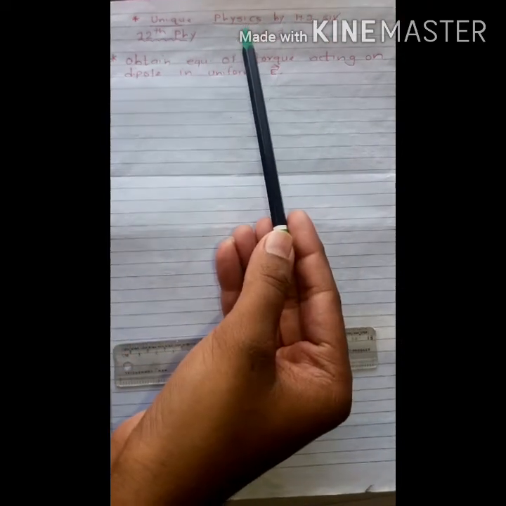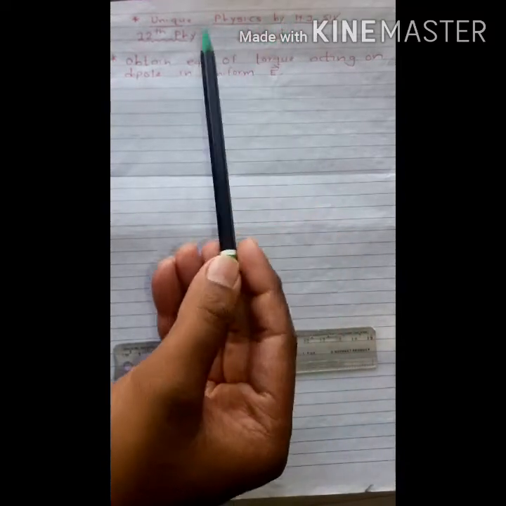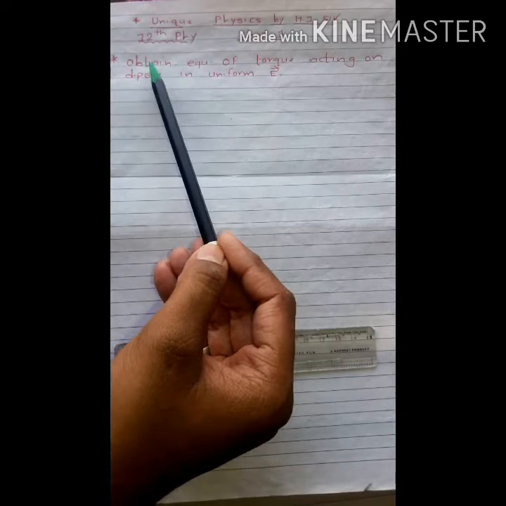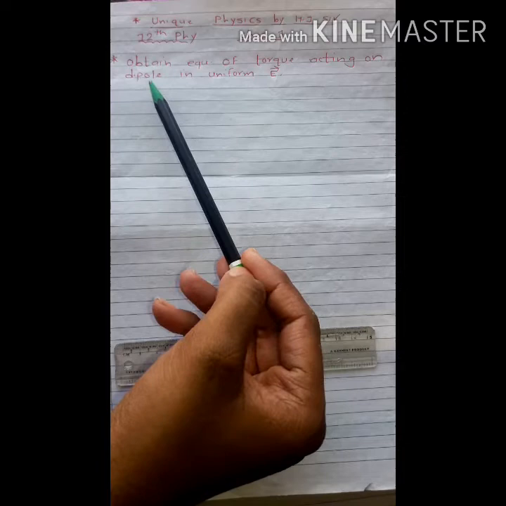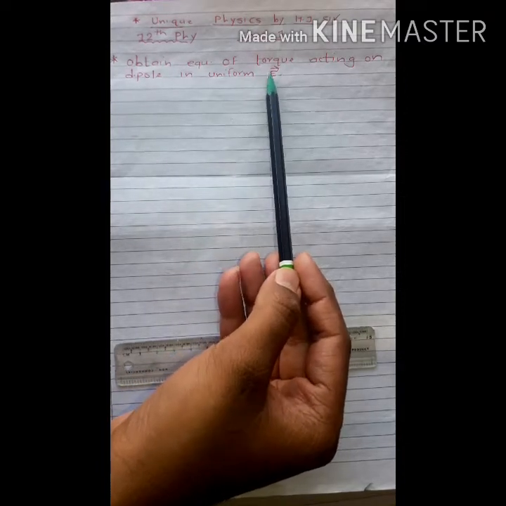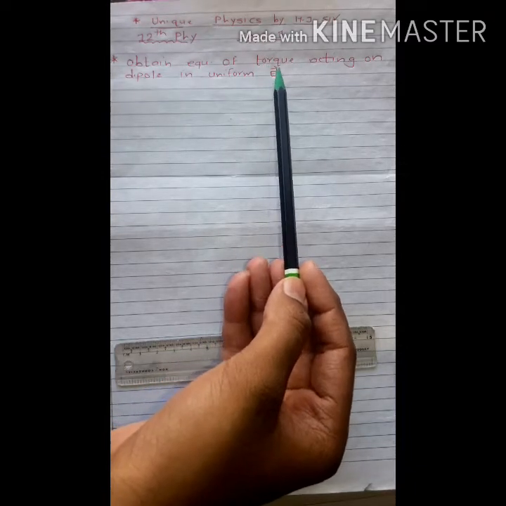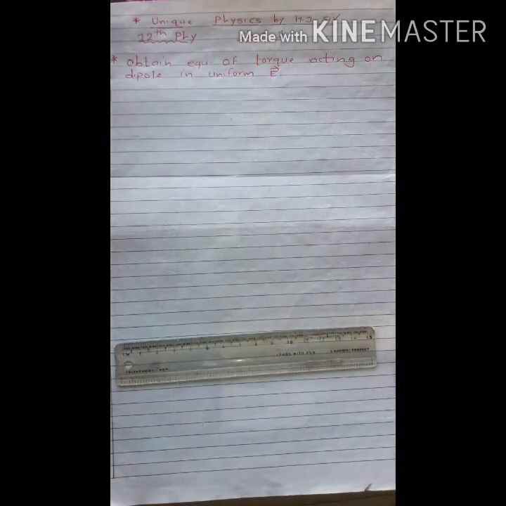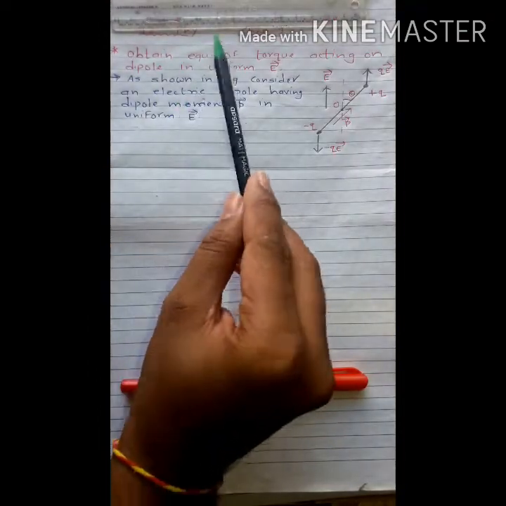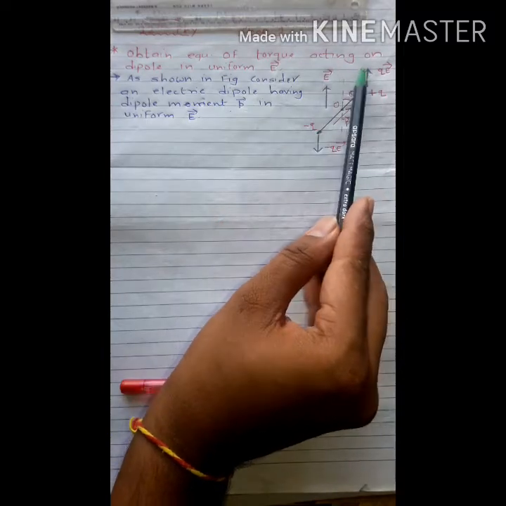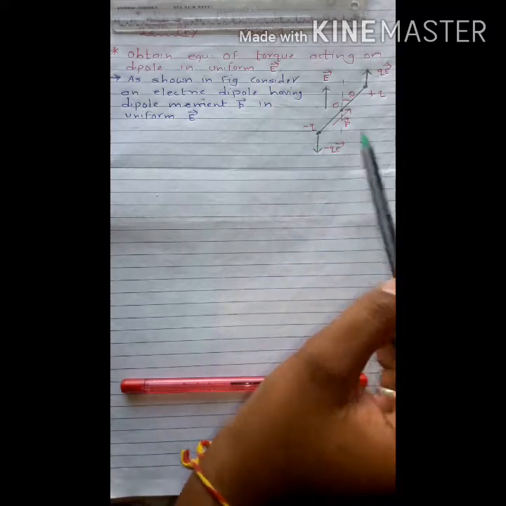12th Physics, chapter number 1, Electric Charges and Field. Now here we are going to obtain the equation of torque acting on an electric dipole in a uniform electric field. So here we consider a uniform electric field and we derive the equation of torque acting on the dipole. So this is the figure of this question.